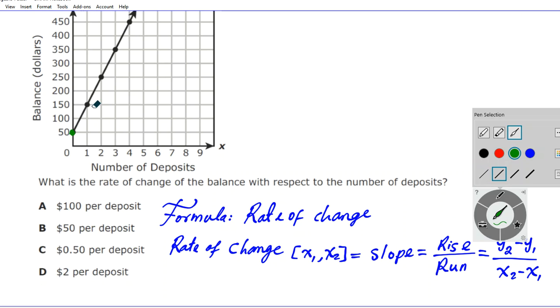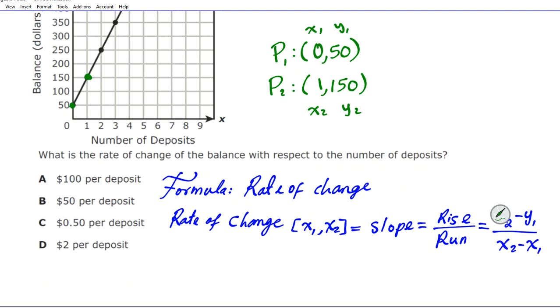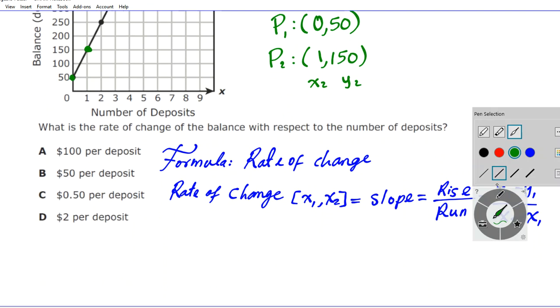Okay, so let's call this point 1 and this is point 2. So point 1 is (0, 50), and then point 2 is (1, 150). Okay, so point 1 basically helps me determine x1 and y1, and then point 2 helps me determine x2 and y2.